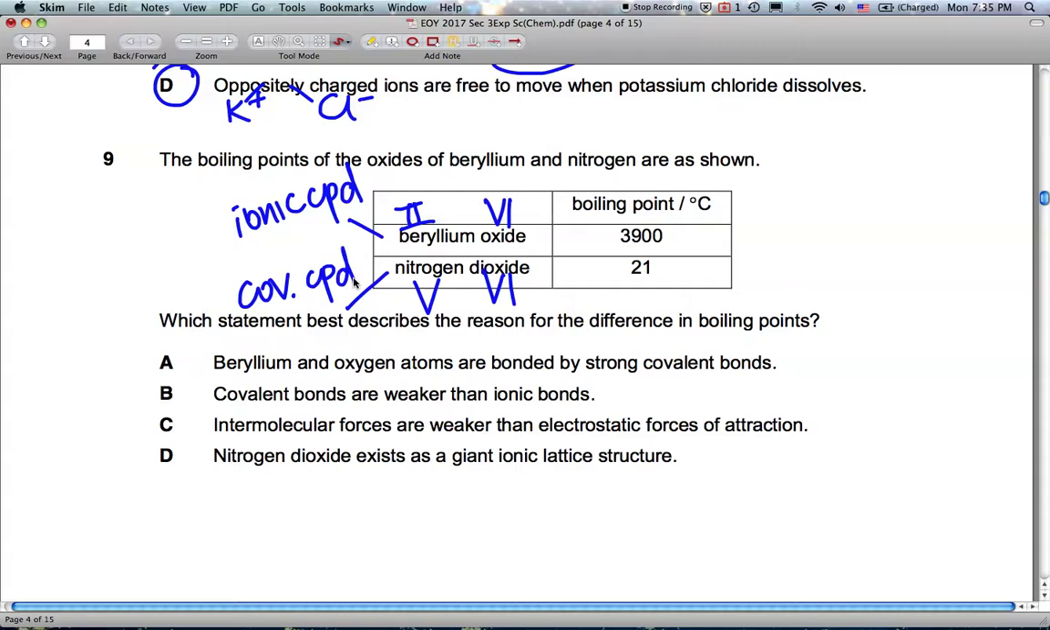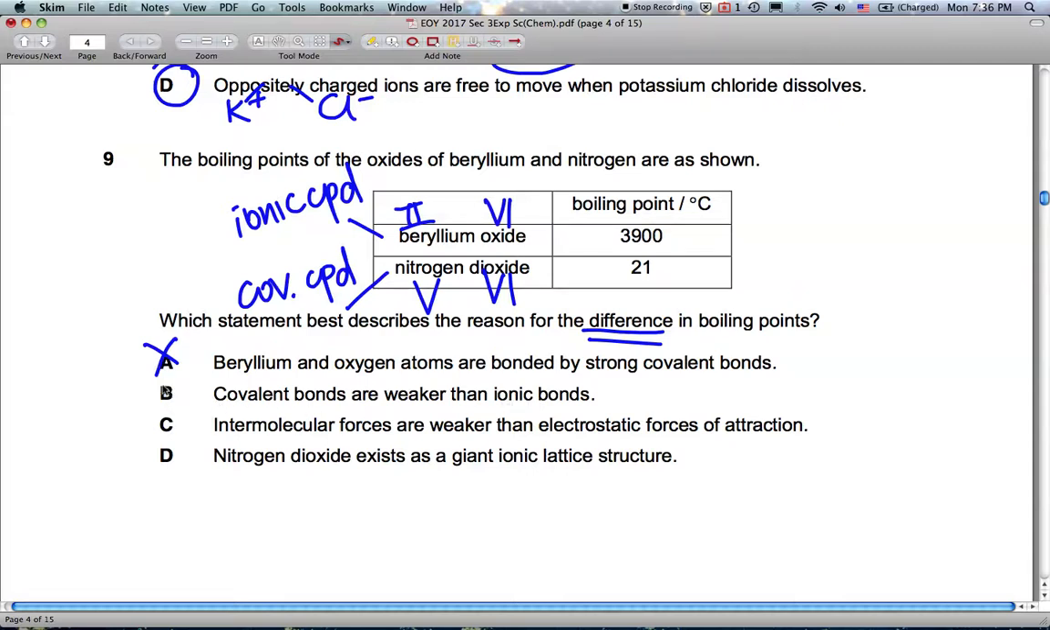Okay, so based on what we know, ionic compounds have high melting and boiling points, whereas covalent compounds have low melting and boiling points. So this question is asking you why there's the difference in the boiling points. Let's take a look at the options. Option A, beryllium and oxygen atoms are bonded by strong covalent bonds. This does not really answer the difference. We are interested in the difference. This is not describing the bonding within beryllium oxide, in which case it is ionic, not covalent, so it's wrong. B, covalent bonds are weaker than ionic bonds.